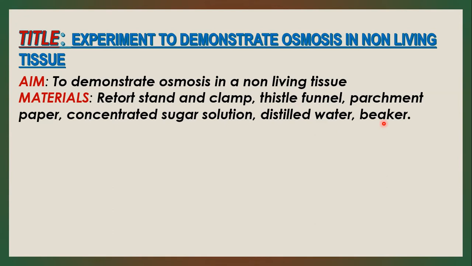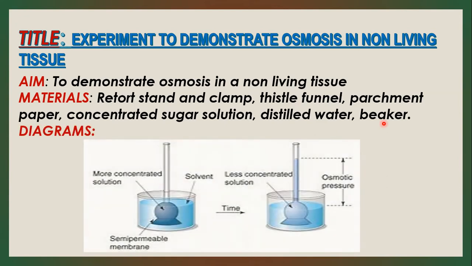So let's look at the diagram. The diagram will explain everything in detail. Now, this is the beaker. This is a thistle funnel. This is a thistle funnel with a long tube, turned upside down. Now, surrounding the thistle funnel is the parchment paper.